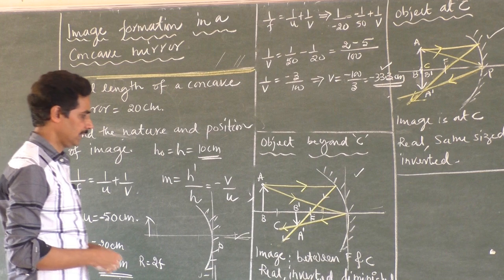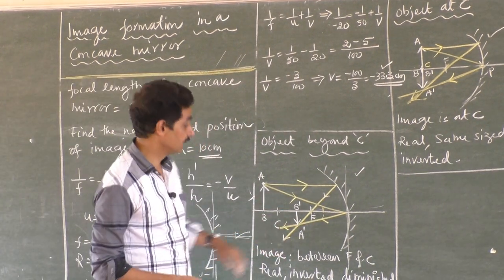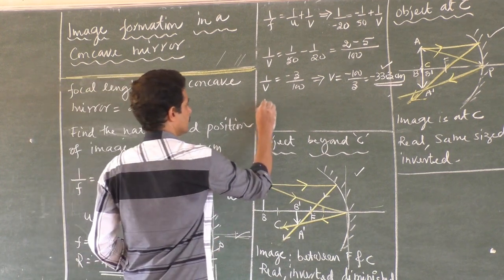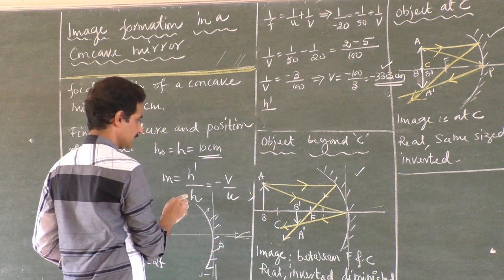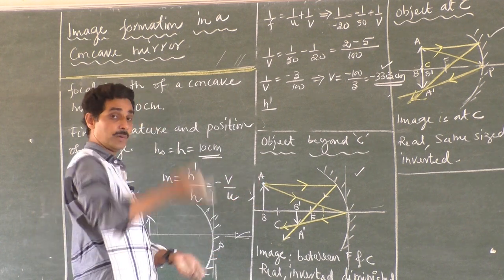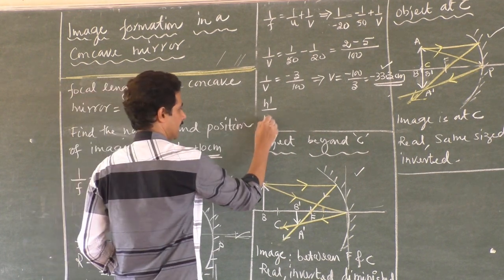Then what will be the height of the image? It should be lesser. Let us see. And it is inverted below the principal axis. I want to calculate what is H dash. H dash by H. H is 10. Whether this is plus 10 or minus 10: the object is above the principal axis, so plus 10.